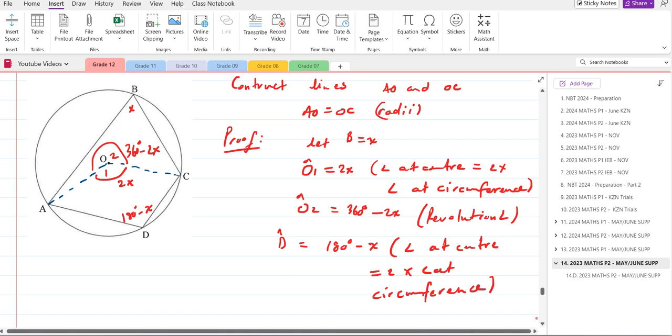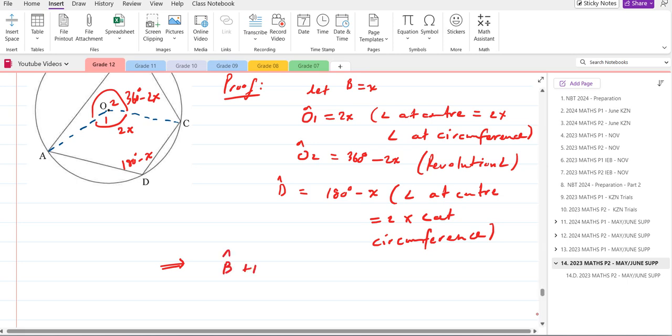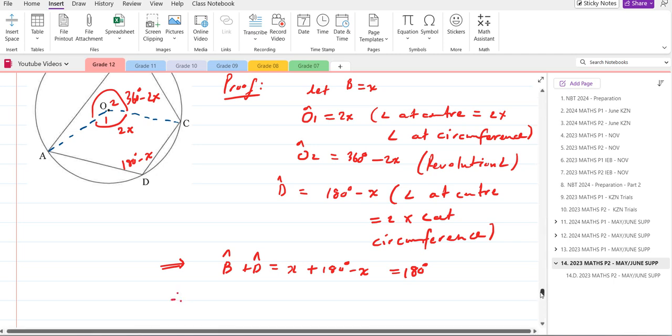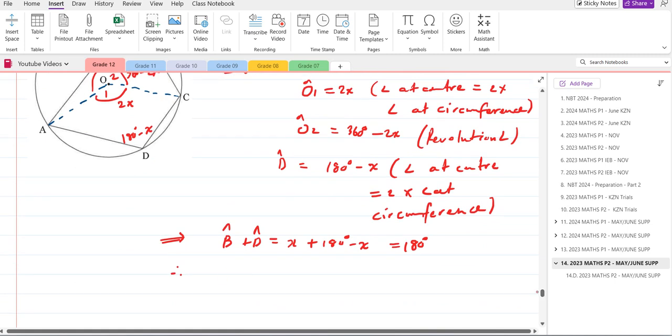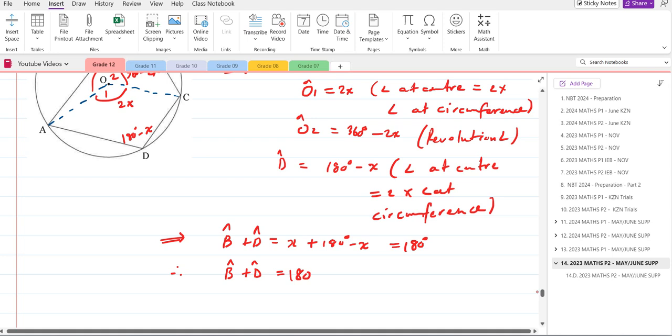Right, so what did we prove now? Opposite angles are supplementary. This implies angle B plus angle D is now equal to x plus 180 minus x, which is equal to 180 degrees. So we basically proved it. Therefore, angle B plus angle D is equal to 180 degrees, and that's the proof.